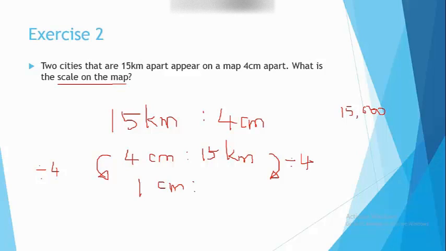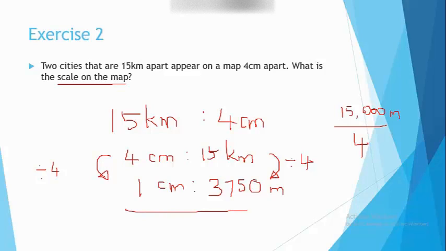15,000 meters. So 15 kilometers equals 15,000 meters. We can divide 15,000 meters by 4 and mention it in meters. If we divide 15,000 by 4, 4 goes into 1 0 times and 4 goes into 15 3 times with a remainder of 3. So that means 30. 4 goes into 30 7 times with a remainder of 2. 4 goes into 20 5 times and you'll get 3,750 meters.